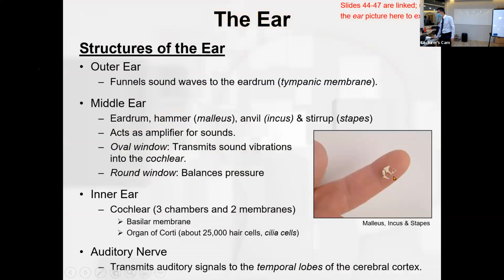Now, this is how tiny those three small bones look on a fingertip. So these are the three areas. Notice, I don't need you to memorize all the structures. Like I said, we're not doing the physiology of hearing. We're going to tie it to behavior soon.